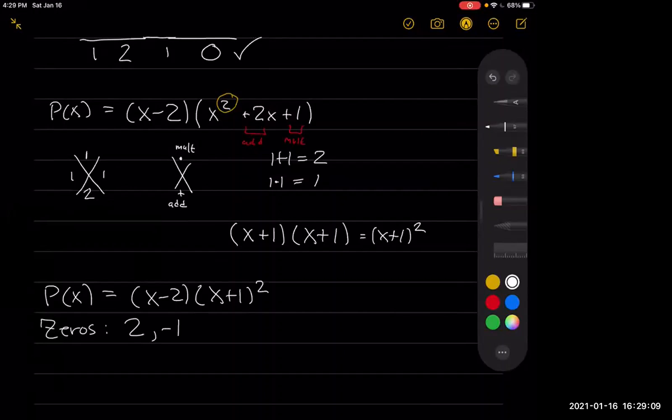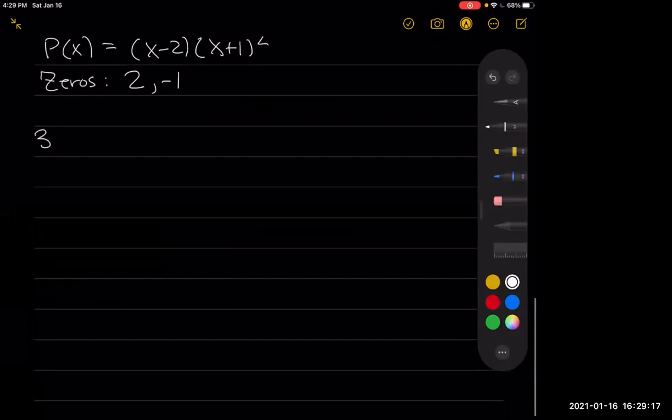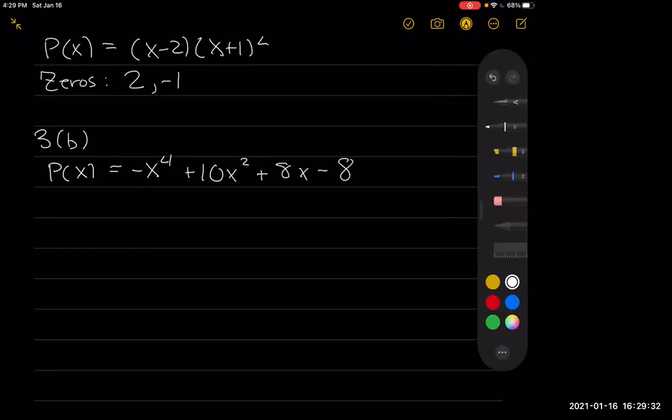So then going on to 3b. I was looking at our polynomial. Okay, we have -x to the 4th plus 10x squared plus 8x minus 8. All right, so again, we have a plus or minus 1 in our leading coefficient, and our factors of 8 are plus or minus 1, plus or minus 2, plus or minus 4, or plus or minus 8.